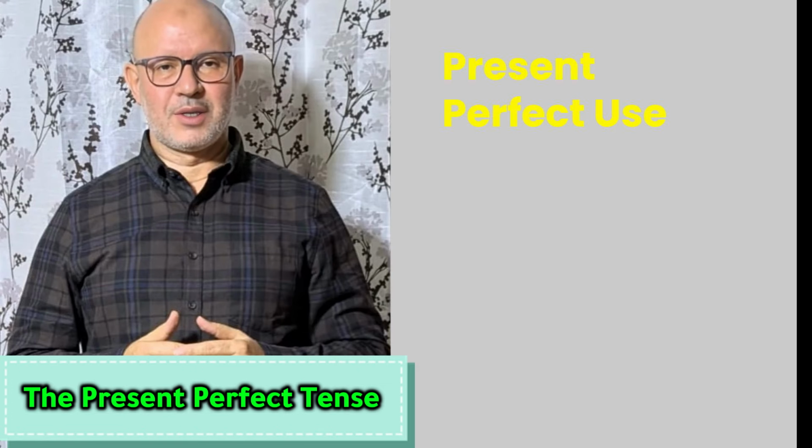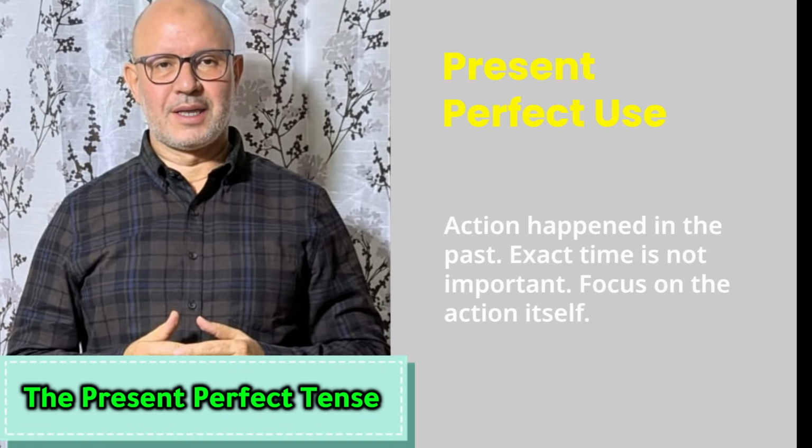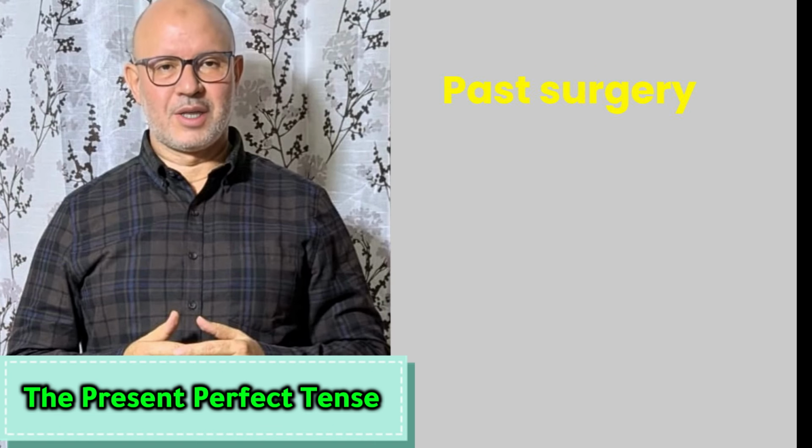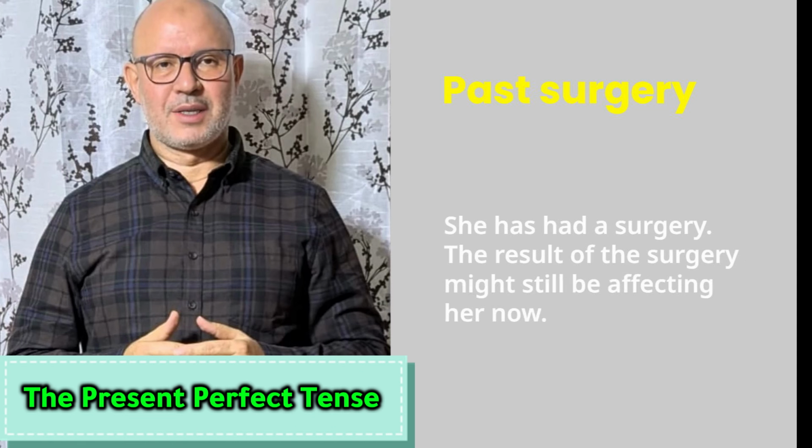The present perfect is also used when an action happened in the past, but the exact time is not important or not mentioned. The focus is on the action itself or its result, which is still relevant to the present moment. This is a key difference from the simple past. For example, she has had a surgery. Here, the fact that she had surgery is more important than when it happened. The result of the surgery might still be affecting her now, making it relevant to the present.